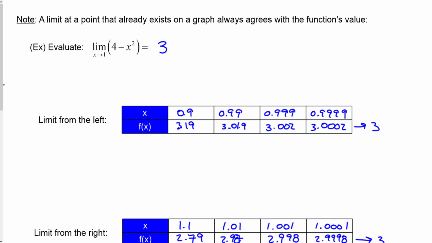If you'll notice, your function is 4 minus x squared, and if you just plugged in 1, because it exists, you also get 3. So if the limit value exists, you're basically done. Just find out what that value is, and that's it.